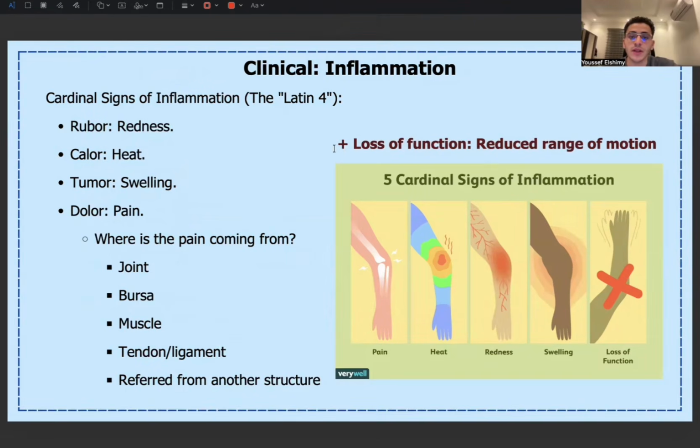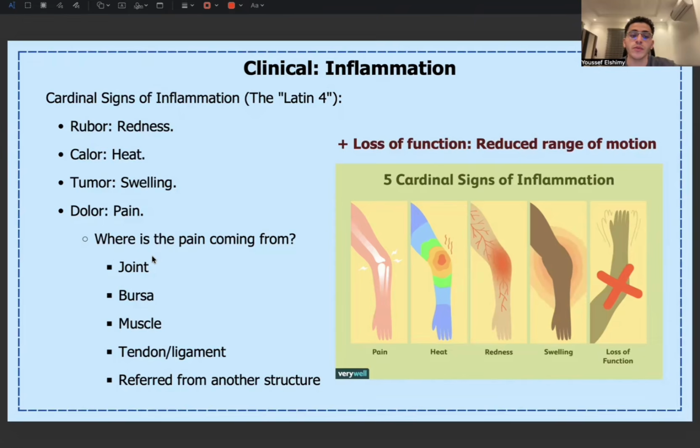So, last slide regarding the anatomy of the joints, it's a clinical slide. Whenever a patient has joint inflammation, you look for the cardinal signs of inflammation, which include redness, hotness, swelling, and pain. In Latin, they are also called rubor, calor, tumor, dolor. And specifically pain, you have to rule out or know where the pain is coming from.